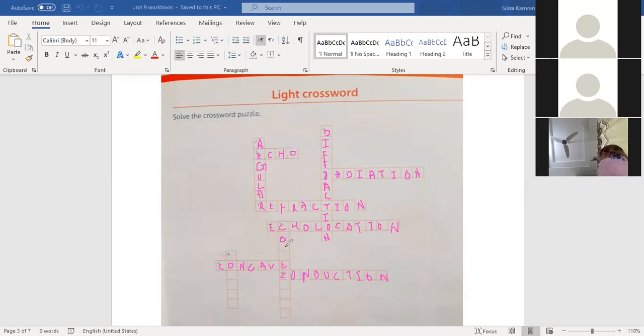C is already written. Then O N V E C T I O N.